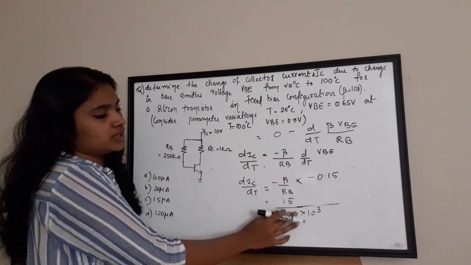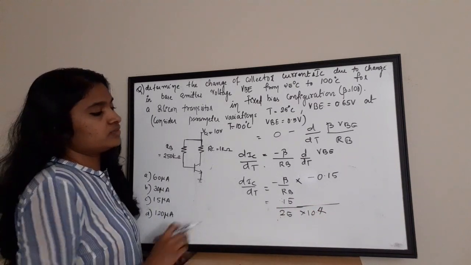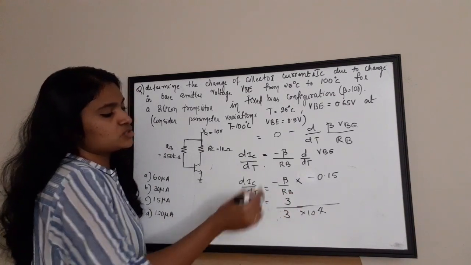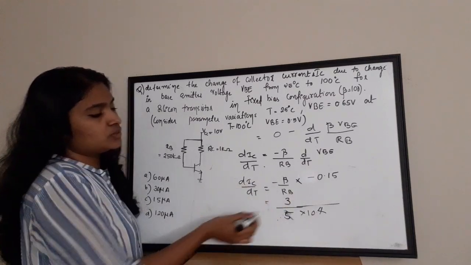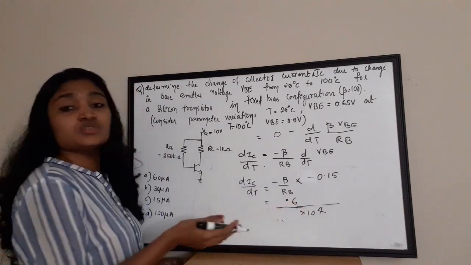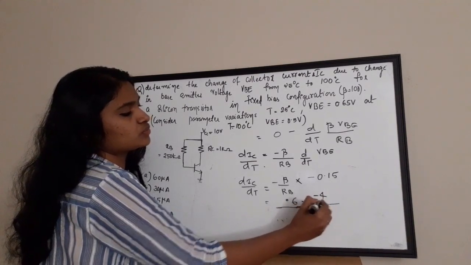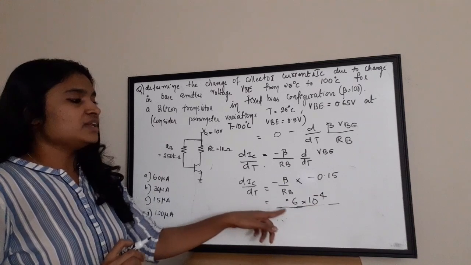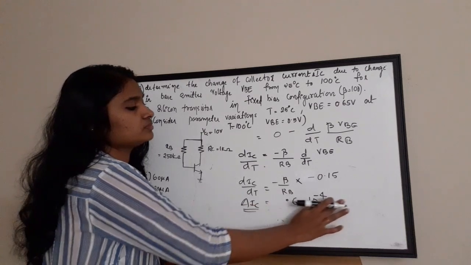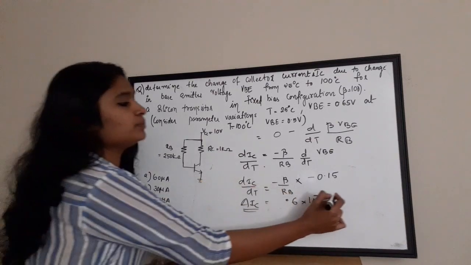15 by 25. Okay, I can take this here. That is 15 by 25. If you cancel it, 3 by 5. Sorry, 3 by 5 you will get. Now, 3 by 5 is 0.6. 0.6 by 10 raised to 4 or 0.6 into 10 raised to minus 4 you can write. So this is a change actually. The delta IC value is obtained as 0.6 into 10 raised to minus 4 ampere.